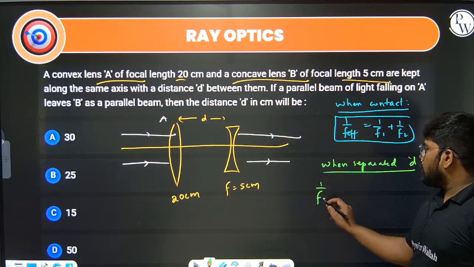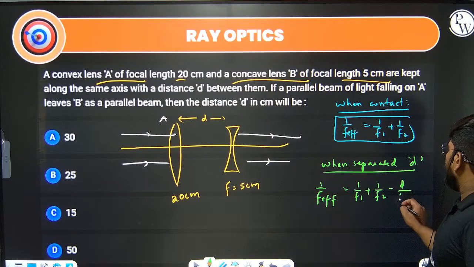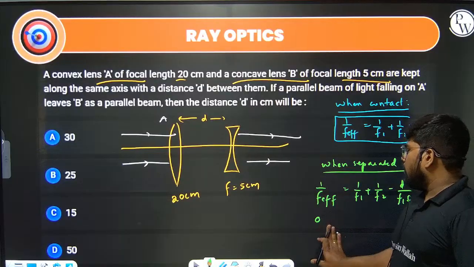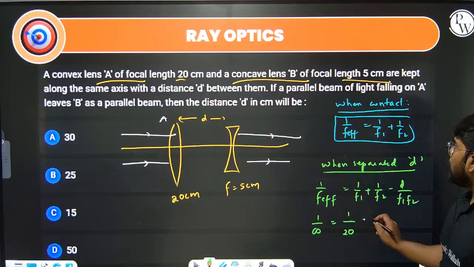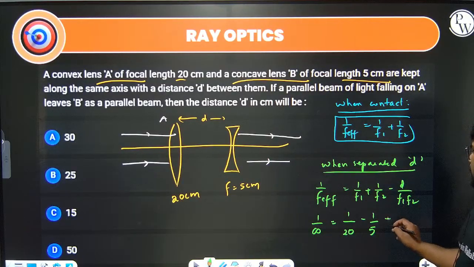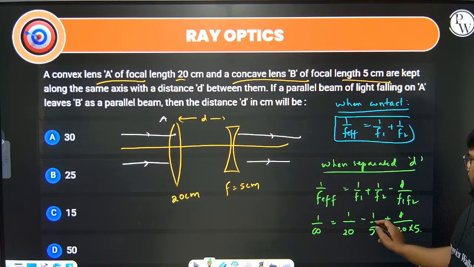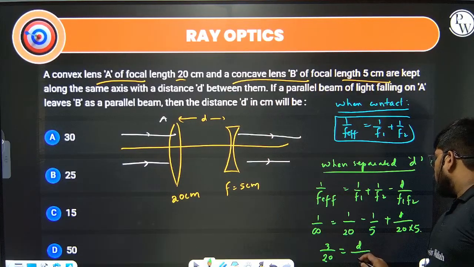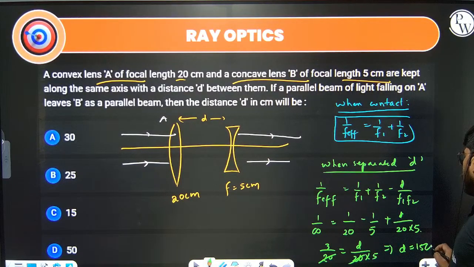So 1 by F effective is equal to 1 by F1 plus 1 by F2 minus D by F1 F2. Now it is going to infinity, so this is 1 by infinity. I can write it is equal to 1 by convex lens positive and concave lens negative. So minus or minus become plus D by again 20 into 5. If you start solving here, if you multiply minus 3 by that, plus becomes plus. So 3 by 20 is equal to D by 20 into 5. So 20 got cancelled. What is the distance they have to maintain? 15 centimeters we have to maintain.